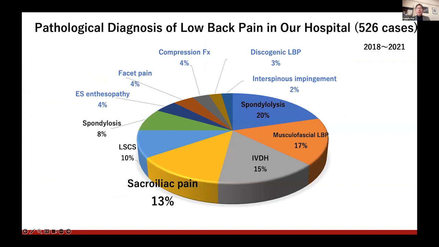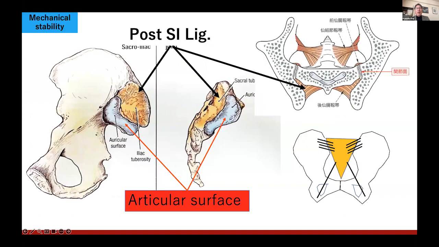I have outpatient clinics in several hospitals, and this data is from one of those hospitals. This graph shows the frequency of low back pain diagnosis. This data is not just for athletes, but sacroiliac joint patients make up 13% of the total.